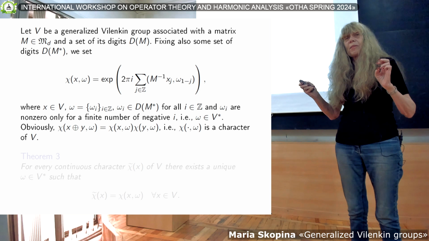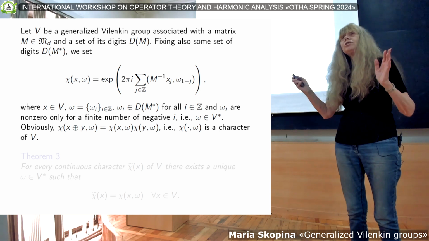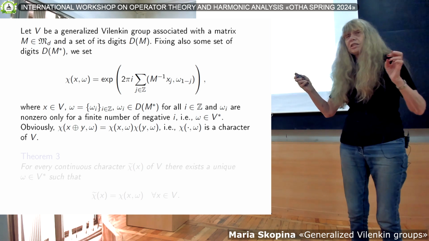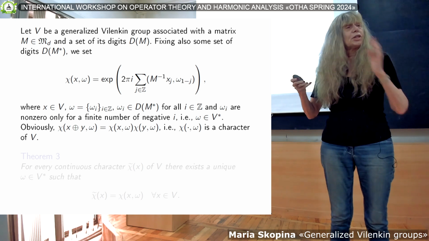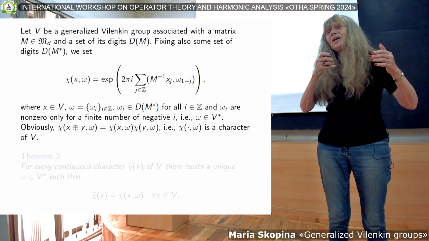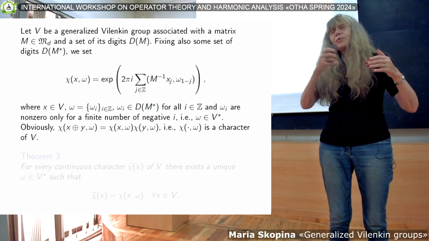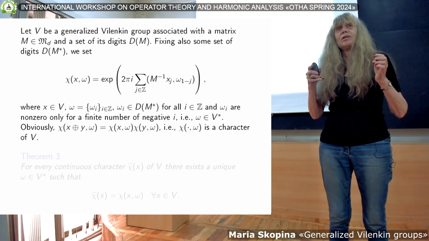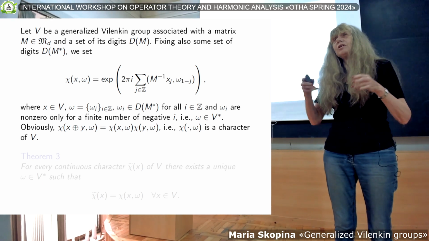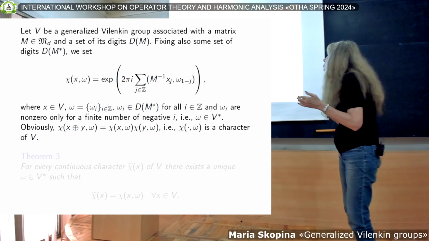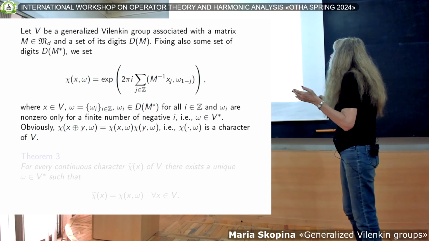For each group there is a dual group. This is the group consisting of characters. I remind you what a character of a group is. This is a homomorphism from this group to the unit circle in the complex plane, with multiplication as the operation.